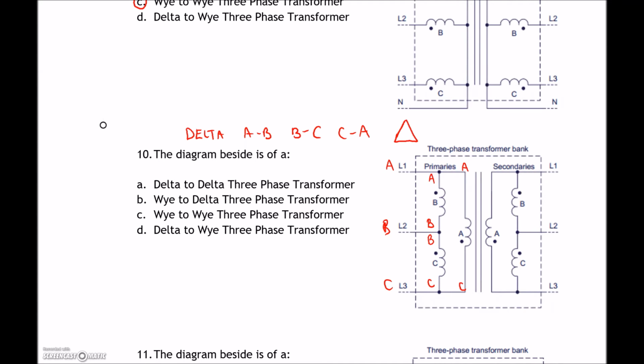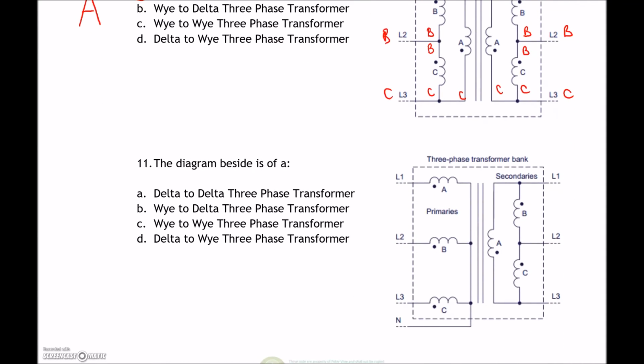On the other side, it's the identical diagram here, where we have A, B, and C. And again, we've got A to B, B to C, and then C back to A to close the delta. So secondary here is a delta. And that corresponds with A. Beautiful. Okay, let's take a look at number 11.